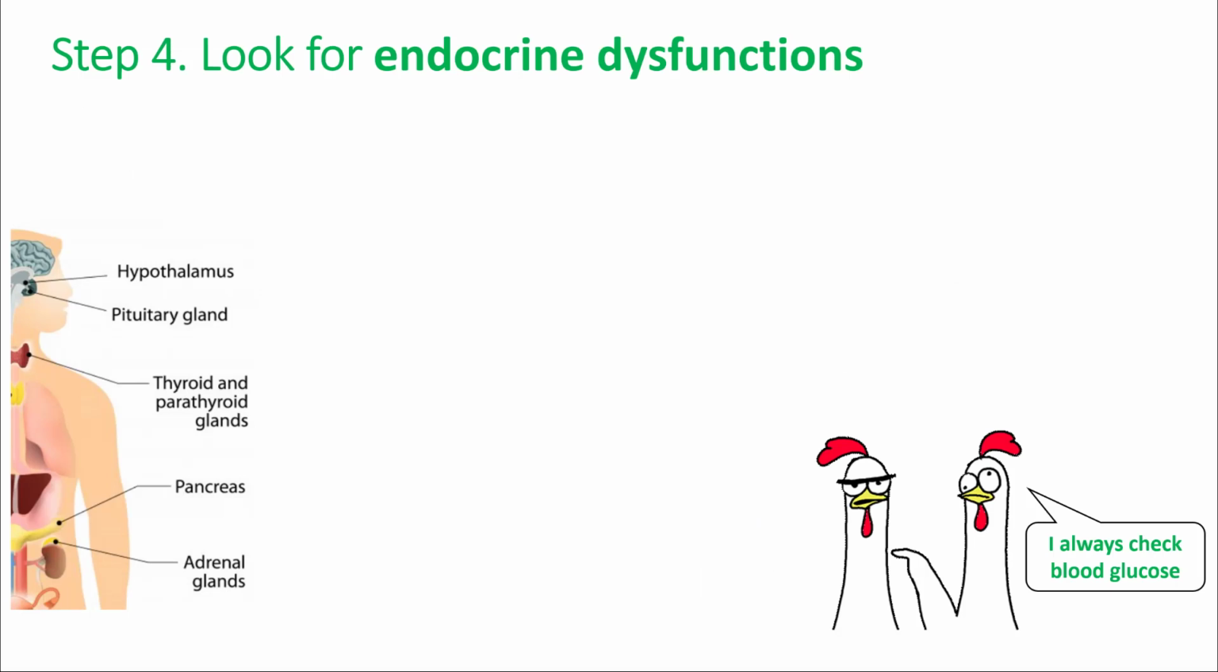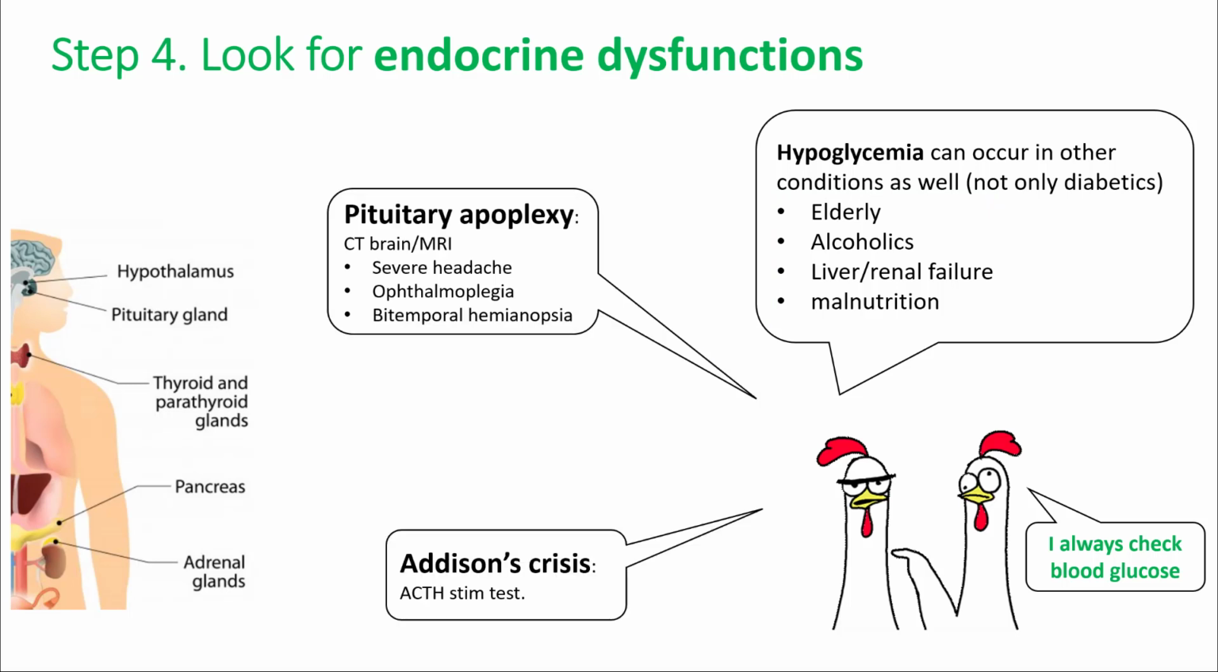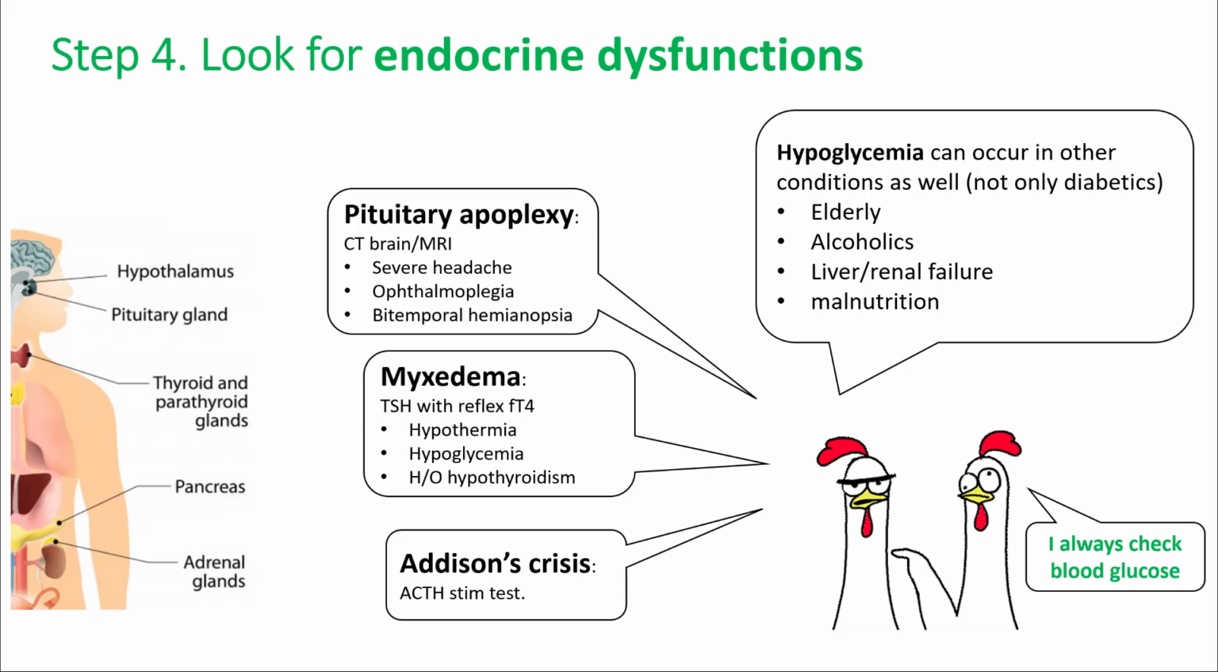Next, look for signs of endocrine dysfunction, and of this, most important is your blood glucose level. Understand that hypoglycemia can occur in other conditions as well, and not only in diabetics. Patients who are elderly, alcoholics, in liver and renal failure, and chronically malnourished can have hypoglycemia. Sepsis is another cause of hypoglycemia. Adrenal insufficiency and thyroid insufficiency can result in altered mental status, though presentation will be subacute.